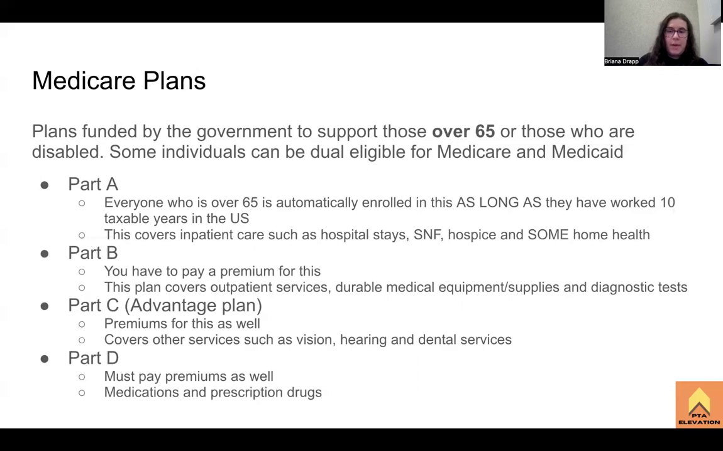The other ones you would have to pay for. Like my grandma has Part B and Part C. And so she would pay like a $150 premium a month to have those, which a lot of individuals, if they're retired, they're on a fixed income.